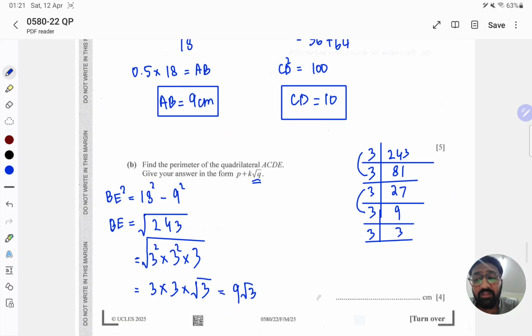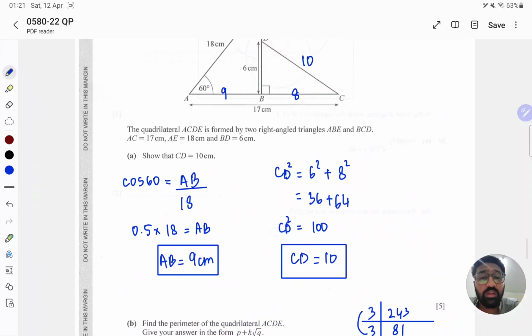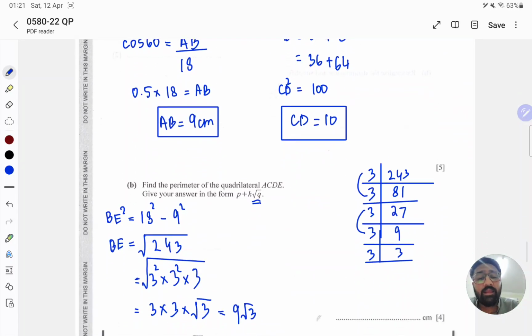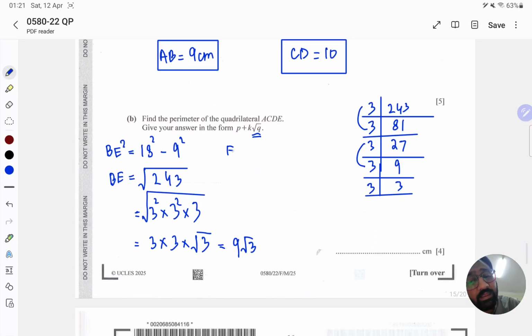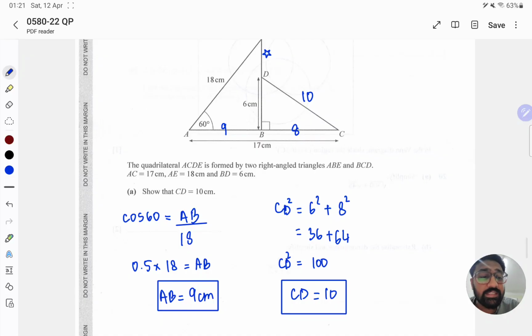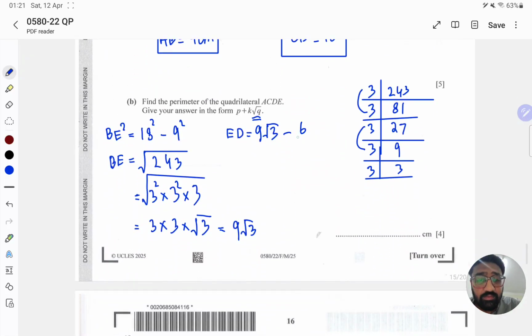Now, we were not interested in finding BE, we were interested in finding ED. So how can we find ED? We can find ED by subtracting the portion 6 from 9 square root of 3. 6 over here, this is ED. Now it's simple and it's easy.